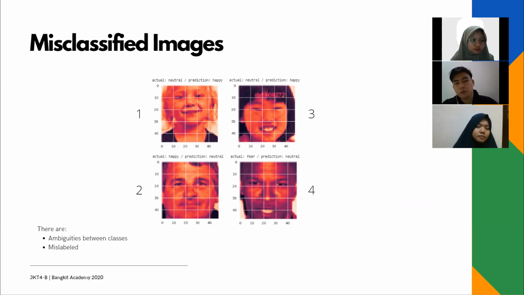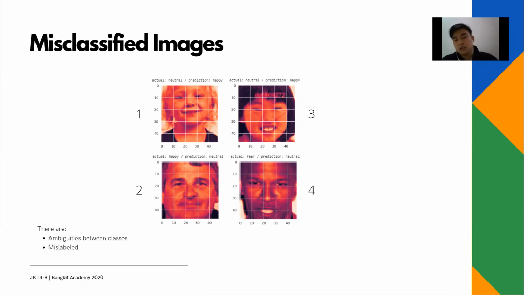Then from the baseline model, we do prediction on our dataset and see if there is any misclassification in the prediction. Here are 4 examples of misclassified images. The first one is labeled neutral, but the model predicted happy. The second is labeled happy, but the prediction is neutral. In the third, we can see clearly that the girl is smiling, but somehow the label is neutral and the prediction is actually happy. In the fourth image, the label is fear and the prediction is neutral.